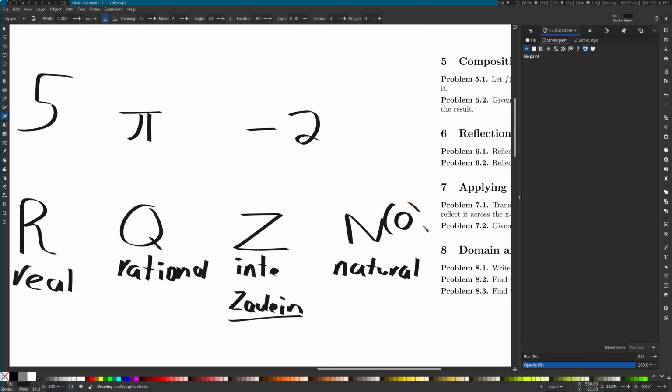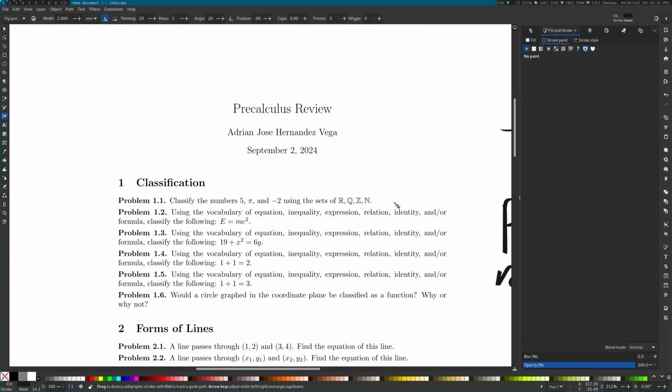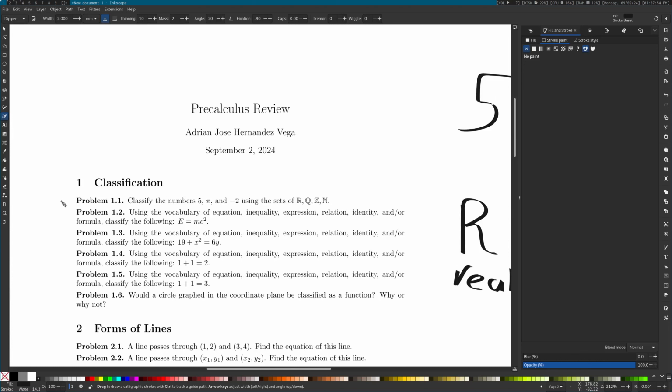Would 0.5 count as a natural number? No, because you can't count it. Do you count 1/2 on your fingers? I mean, you can cut your finger in half. Now it's too technical.